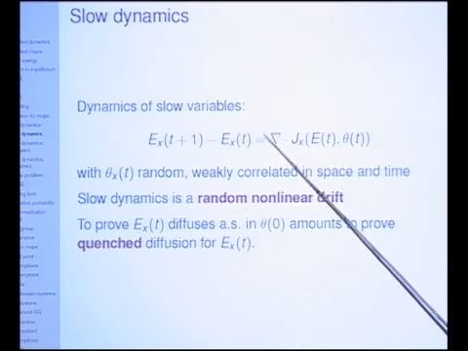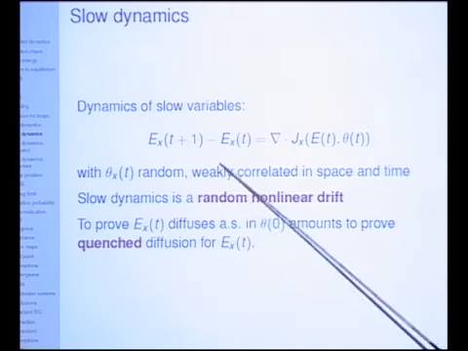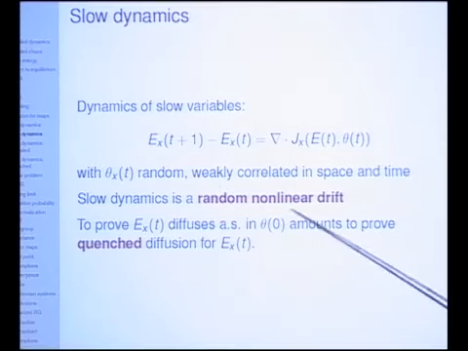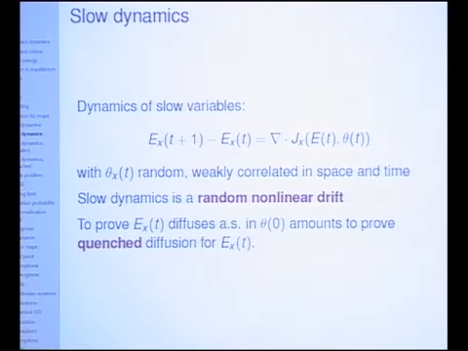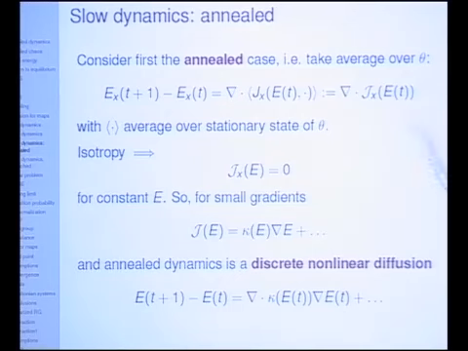So think about the slow dynamics. That's what we had. I told you that this is like a time derivative, a discrete time derivative. Without the coupling, you just had energies conserved, and now it was the divergence of some function. That function depends on these random, chaotic variables, and it depends on the energies. For fixed values of energies, these functions are weakly correlated in space and time. So what you have for the slow dynamics is a random nonlinear drift. To prove that this diffuses for almost every initial condition on the chaotic variables is the same thing as to prove a quenched diffusion for the energies in this random environment. Okay, so that's the kind of problem we want to deal with.